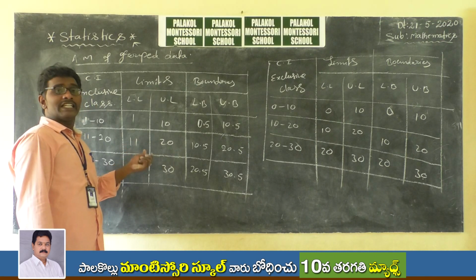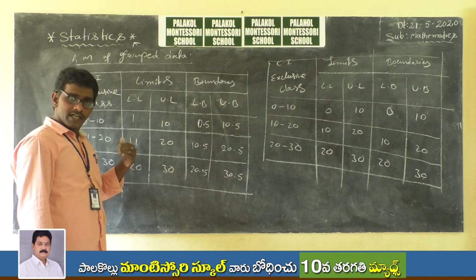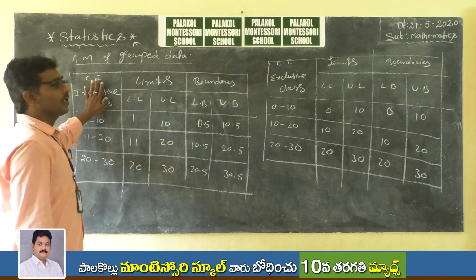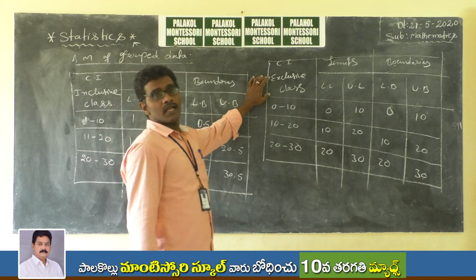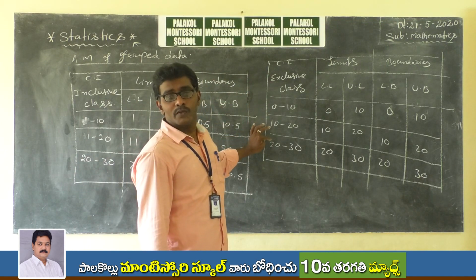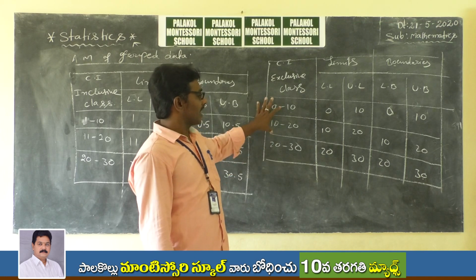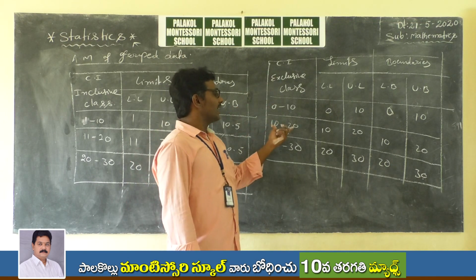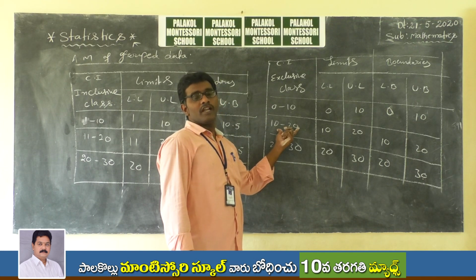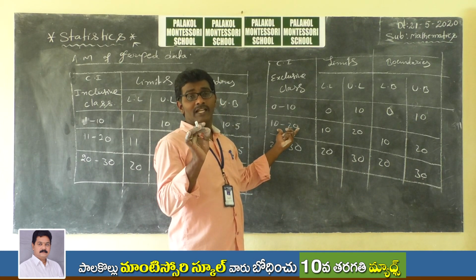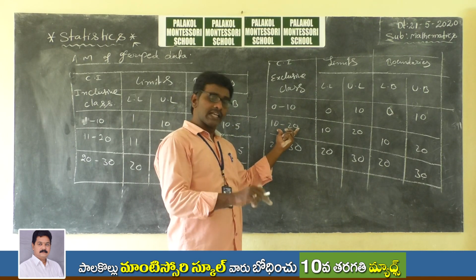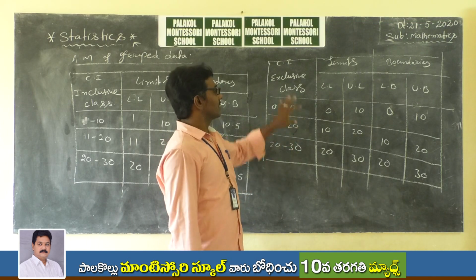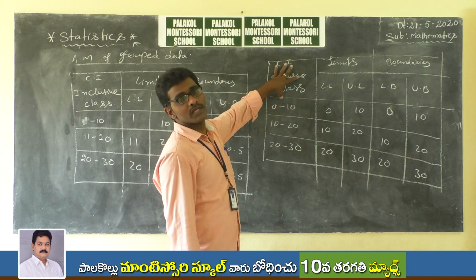You find out the upper limit and lower limit of any class. If both belong to the particular class, that type of class is called an inclusive class. In this case, 0 to 10, 10 to 20, 20 to 30, these types of classes are called exclusive classes. Why? Because in any class interval, only the lower limit exists in that class; the upper limit does not. That's why these are called exclusive classes.